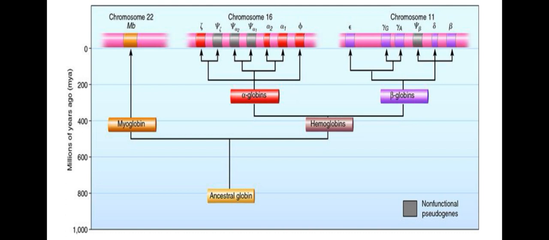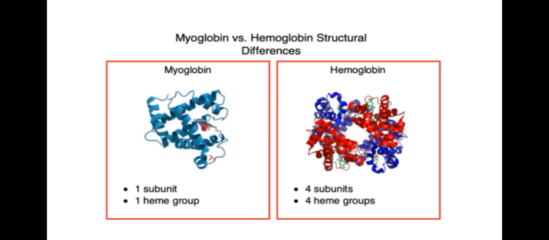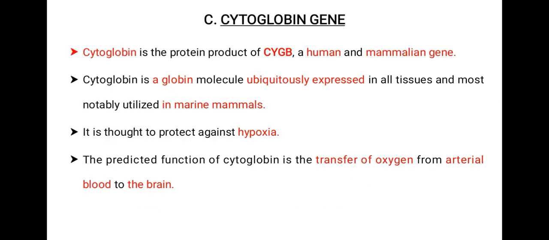This shows the evolution over millions of years: ancestral globin, myoglobin, hemoglobin, alpha globin, beta globin, like that. Hemoglobin structure, myoglobin structure, and hemoglobin versus myoglobin structural differences. Myoglobin has 1 subunit and 1 heme group, but hemoglobin has 4 subunits and 4 heme groups.